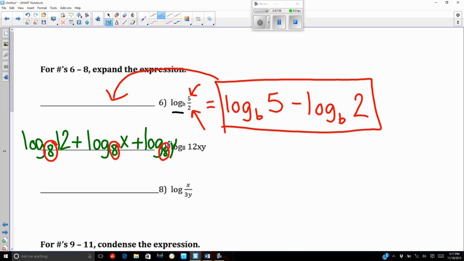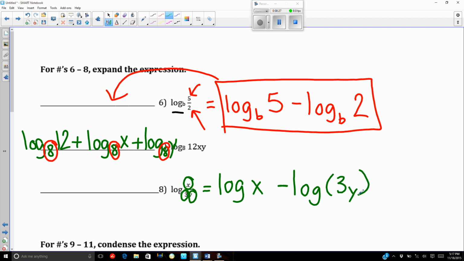Then finally, number 8. Number 8 has 3 things. It has an x, it has a 3, and it has a y. So our final answer should contain 3 separate logarithms. I always like to get rid of the fraction first. So I'm going to do this in a 2-step process. So log x minus, since division converts to subtraction, log 3y. This would not be full credit if you left it right there.